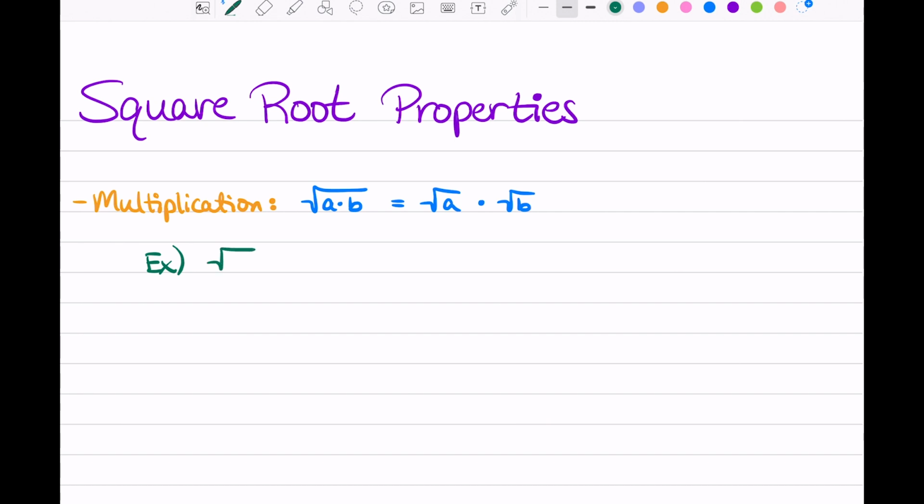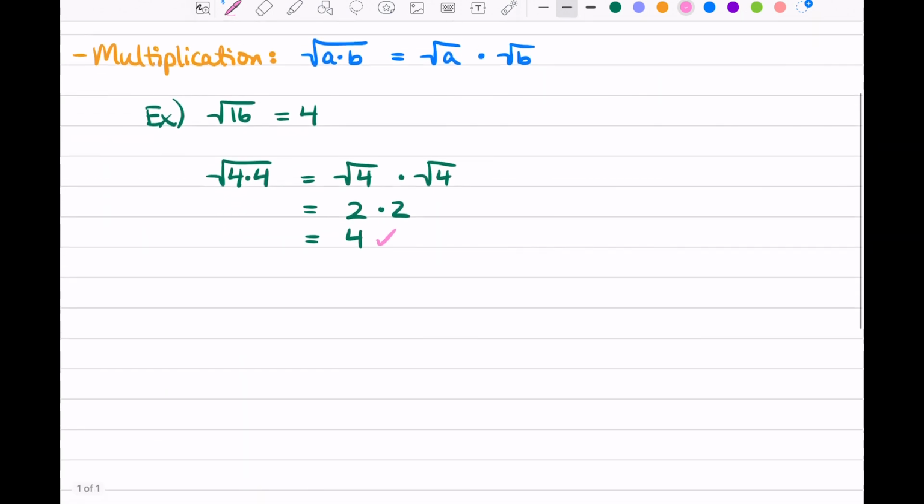We know that the square root of 16 equals 4. Well, another way to write 16 would be 4 times 4. So let's look at the square root of 4 times 4. Our multiplication rule says that this equals the square root of 4 times the square root of 4, which equals 2 times 2, which equals 4. And that's what we wanted. We know the square root of 16 equals 4, and using the multiplication rule, we showed it in a different way. And there's one more rule that's important to know.